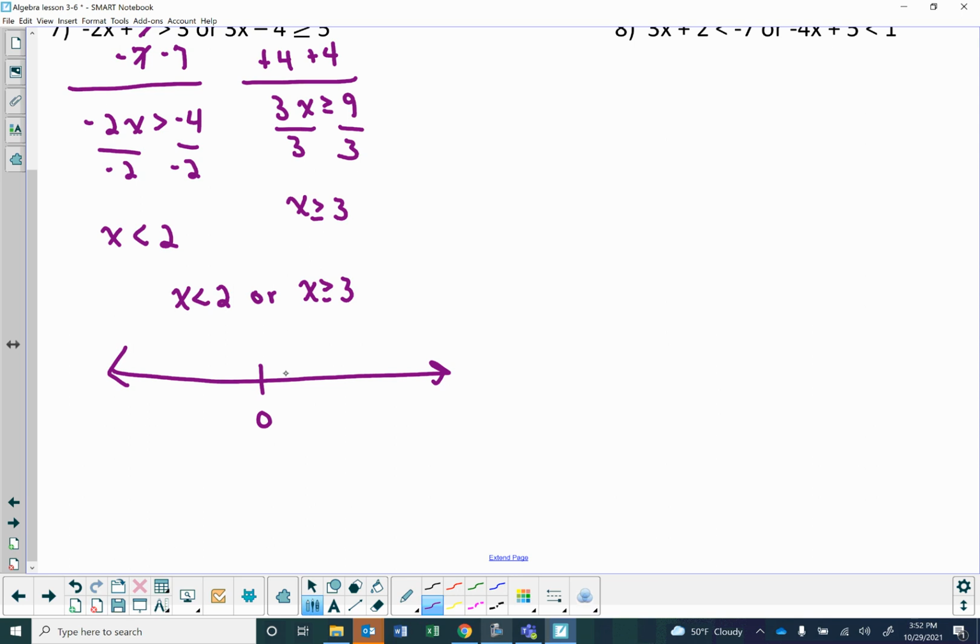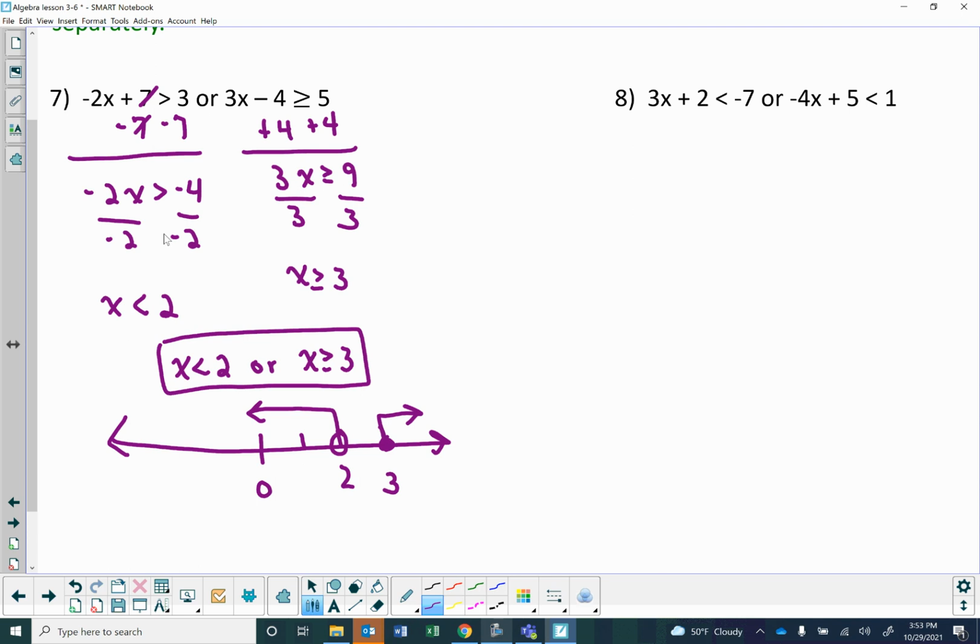Okay, so if I've got 0, 1, 2, 3 there. So x is less than 2 means an open circle, line to the left. Greater than or equal to 3, closed circle, line right. And it has to have that or in the answer. Otherwise, it's not correct. Let's look at number 8 here.